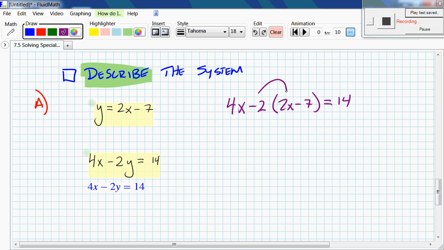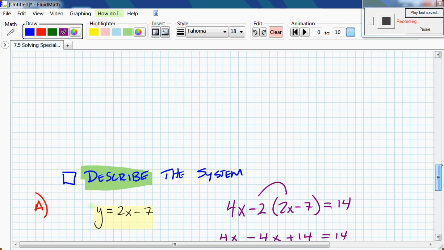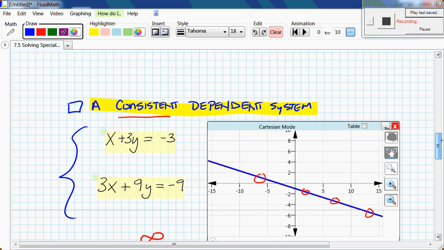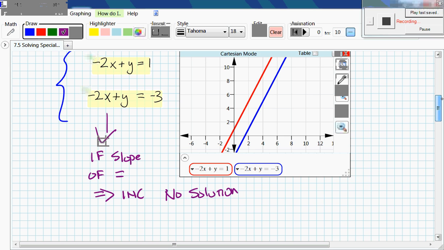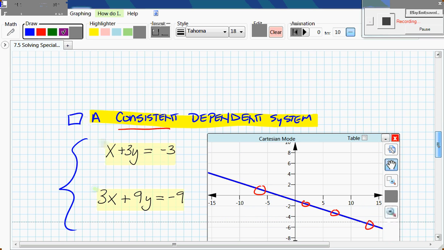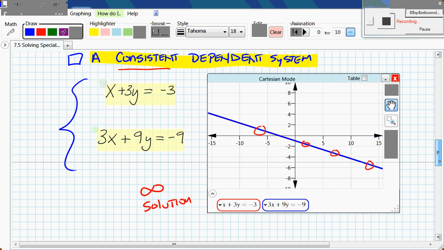I'm going to go ahead and use the distributive property here and get 4x minus 4x plus 14 equals 14. Well, you can see that the 4x and the minus 4x go away. So that gives me 14 is equal to 14. That's what we call a true statement. So if that's a true statement, which one do you think it has to be? Do you think it has to be a consistent or an inconsistent system? And you probably guessed right.